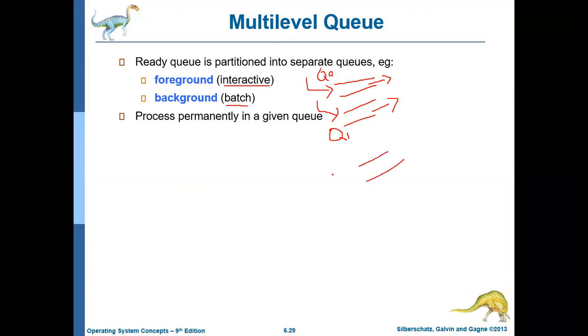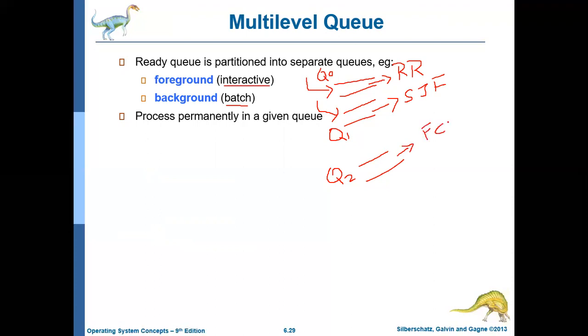It is not that all these queues should follow the same scheduling algorithm. No. Let us assume there are three queues, Q0, Q1, and Q2. The ready queue is split into three queues. The first queue is Q0, the next one is Q1, the third one is Q2. Now all these queues may follow different scheduling algorithms. Q0 may follow round robin scheduling algorithm. Q1 may follow shortest job first scheduling algorithm. And Q2 may follow FCFS scheduling algorithm. So different queues may follow different scheduling algorithms.